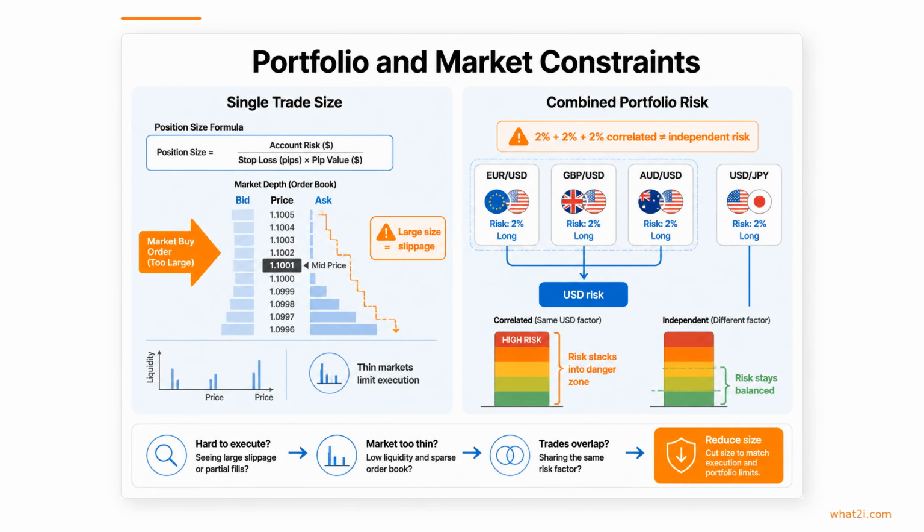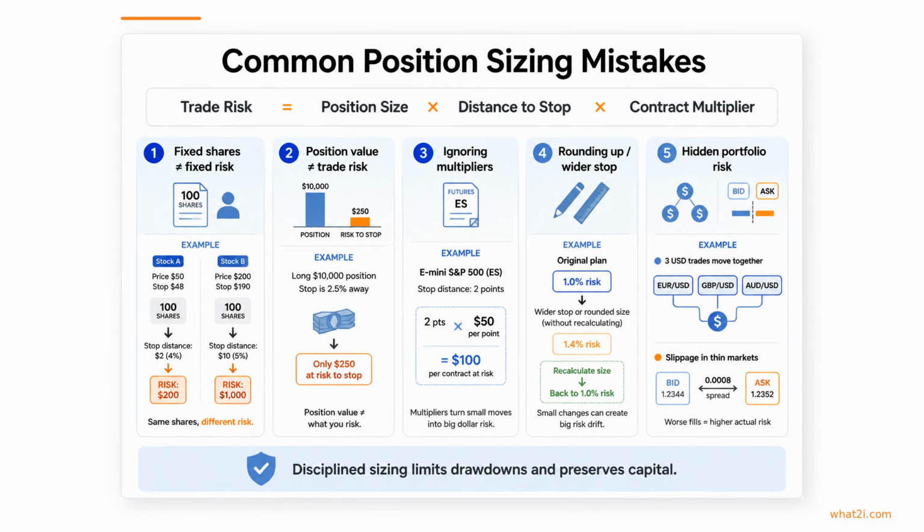Even if the math looks correct, a position can still be a bad choice in the real world. Large orders can slip in thin markets, and several trades that look separate on paper may actually pile up the same exposure, so sometimes the right move is to cut size. Most position sizing mistakes come from misunderstanding what actually creates risk. Using fixed share counts, confusing position value with trade risk, forgetting contract multipliers, changing stops without recalculating, or ignoring correlation and liquidity can all make a trade much larger than it seems.